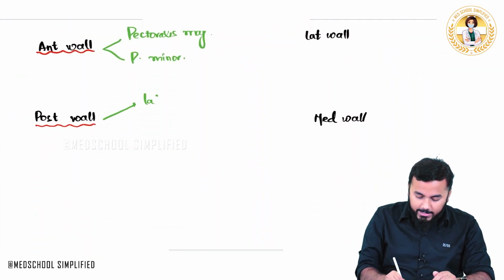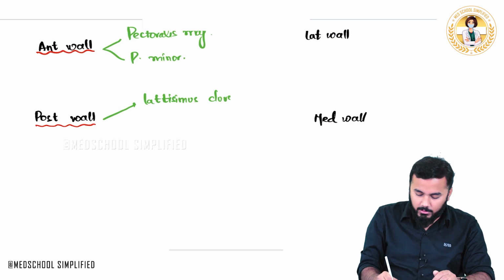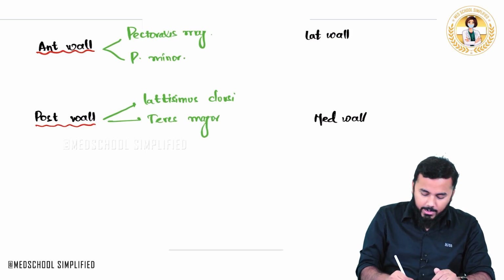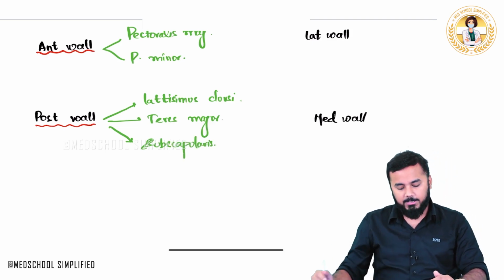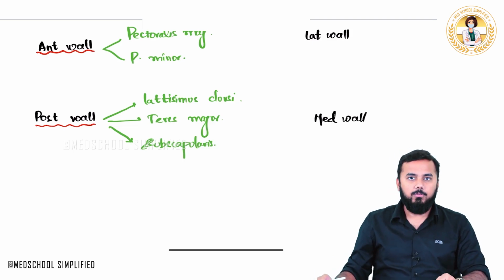So the structures located on the posterior wall are latissimus dorsi, teres major, and subscapularis. These are the three groups of muscles that are located on the posterior wall.